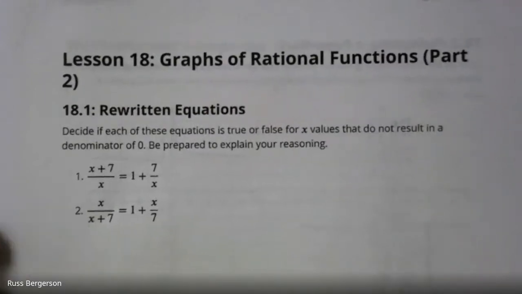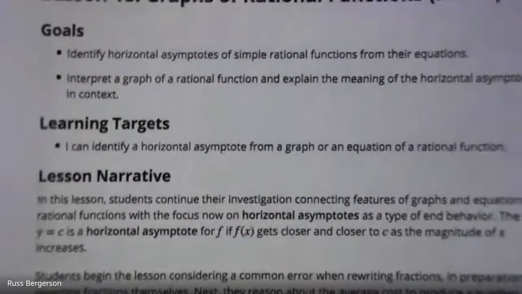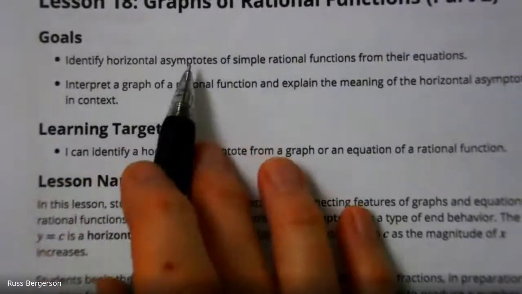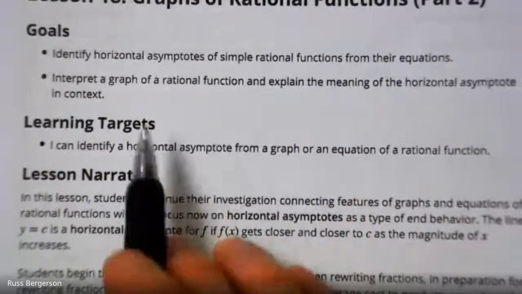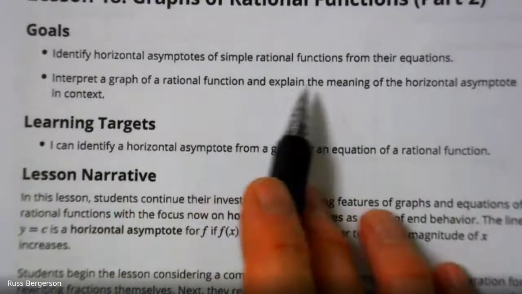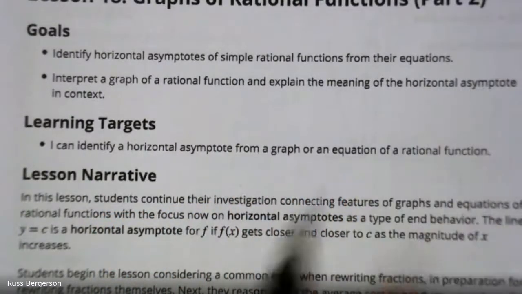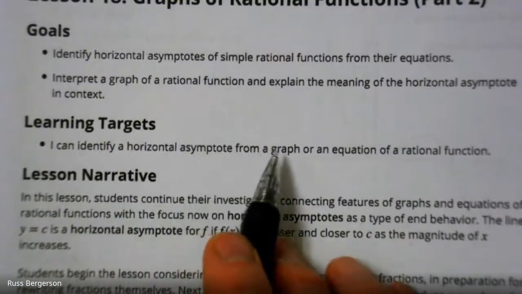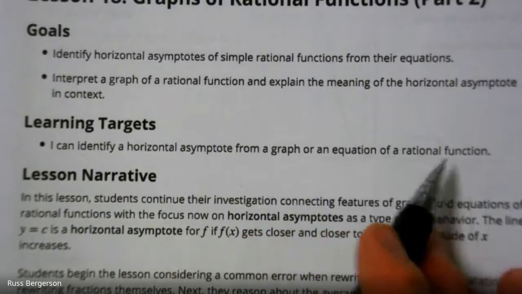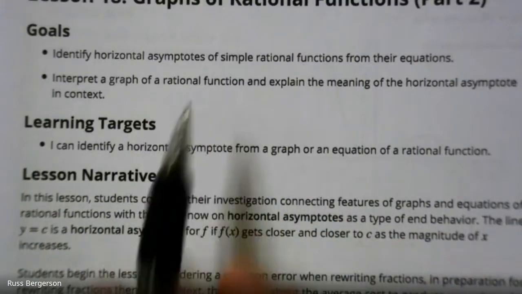Okay, lesson 18 is going to be graphs of rational functions. In fact, I want to take a quick look here to see this is what they have as our goals. Identify horizontal asymptotes of simple rational functions from their equations. Interpret a graph of a rational function and explain the meaning of the horizontal asymptote in context. So our target is: I can identify a horizontal asymptote from a graph or an equation of a rational function. So we're focusing on horizontal asymptotes today.